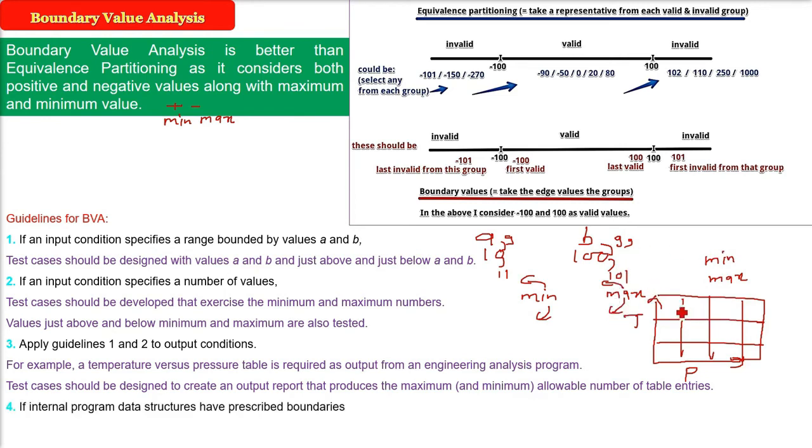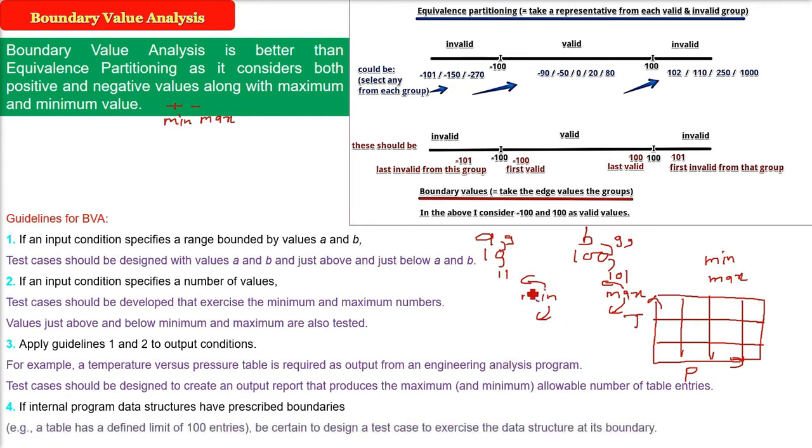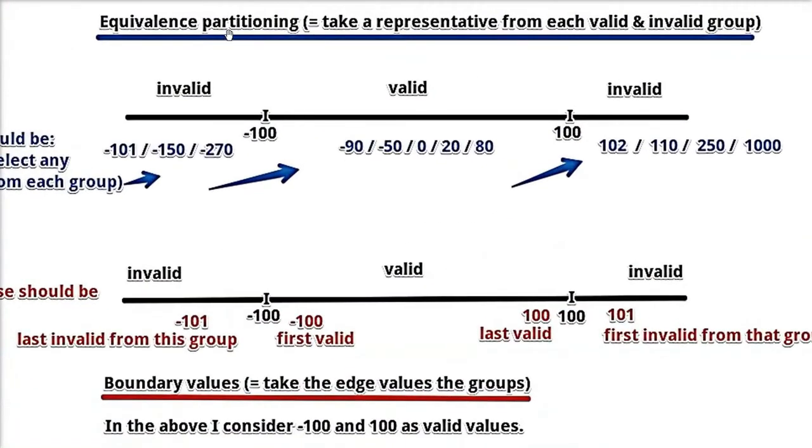If the internal program data structures have prescribed boundaries, for example, defining an array. Now if this array is of size 100, you know the array starts with 0 and ends with 99. Most of the time the error comes at 100. If you want to access any index higher than the array being defined, there will be an error. So you have to check it at 98, 99, 100 and in between also some value. So a table has a defined limit of 100 entries, right? So be certain to design a test case to exercise the data structure at the boundary.